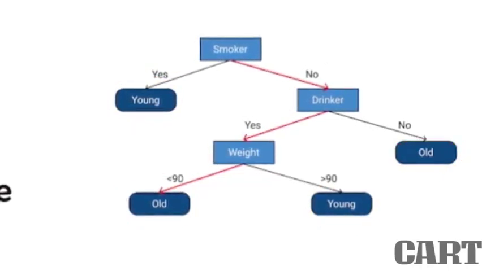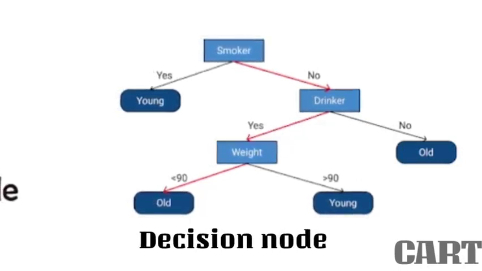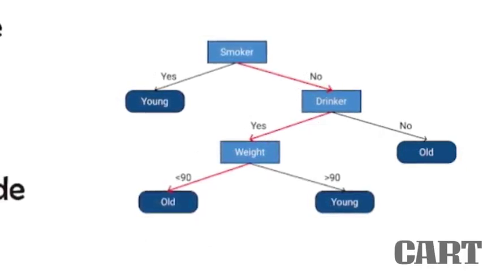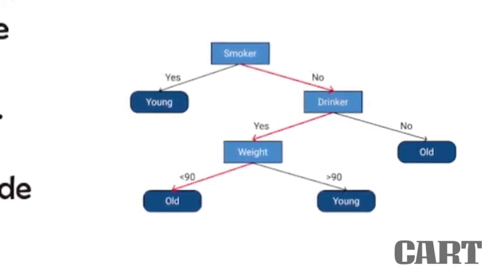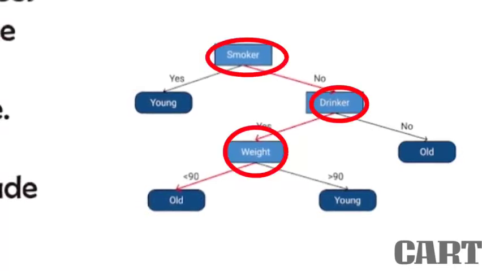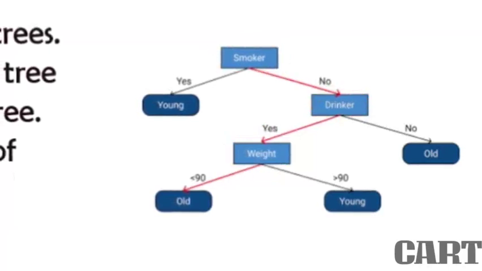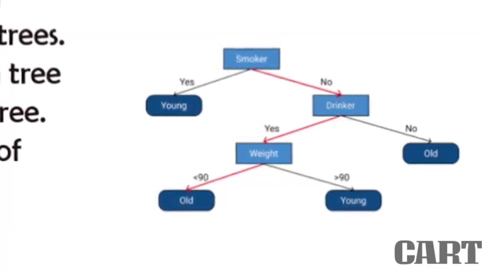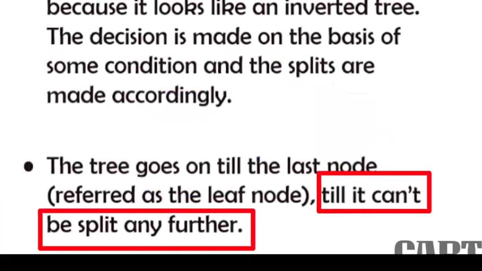In a decision tree, there are usually two kinds of nodes, the decision node and the leaf node. Decision nodes are used to make decisions and have multiple branches. It's not limited to two branches, but can have multiple branches. All the light blue nodes are the decision nodes, and the dark blue nodes, as mentioned earlier, are the leaf nodes. The leaf nodes are the outputs of those decisions and do not contain any further branches.